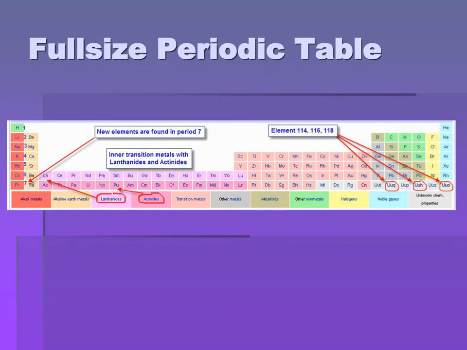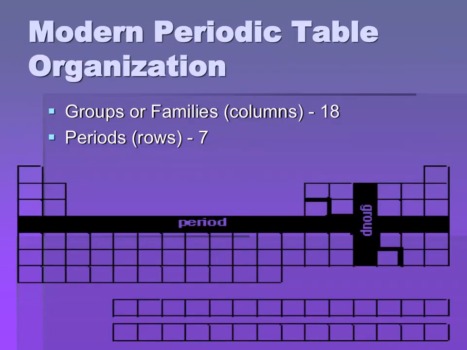So on your periodic table, you have what are called periods going across. You have 7 periods on the periodic table. Those are your rows. And then you have 18 groups, and the groups are what run up and down.